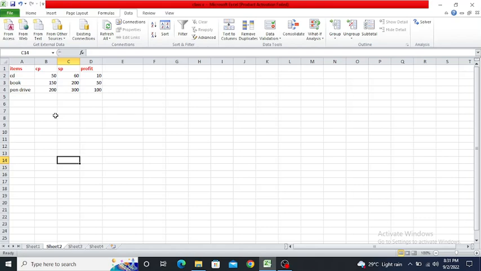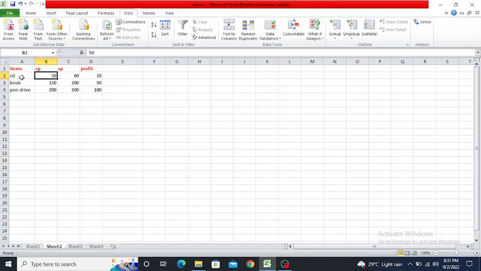So next topic is scenario manager. Scenario manager means we have to create different scenarios, and in that scenario, we want to see what our result will be. For that, suppose we have considered these items like CD, book and pen drive. We have taken one cost price, selling price and profit.